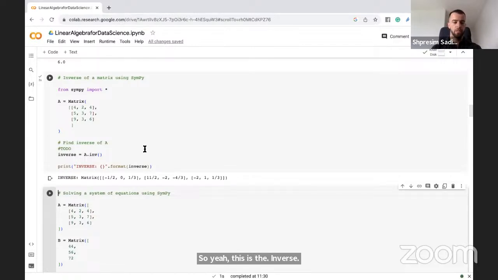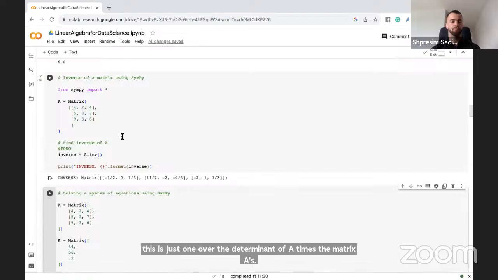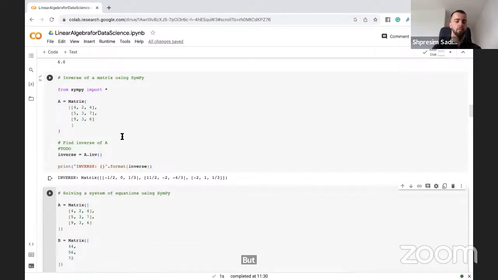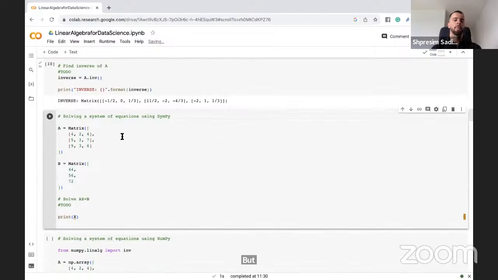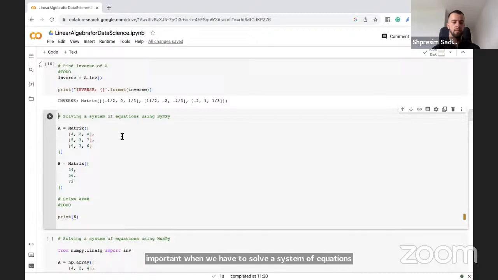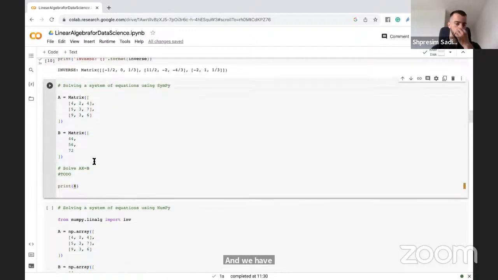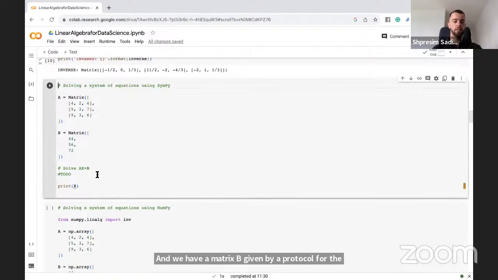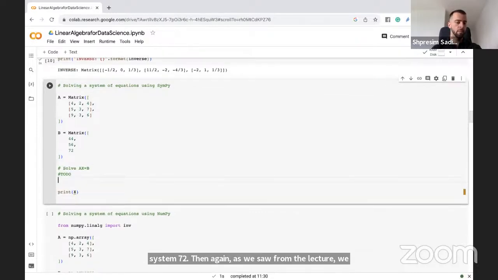Actually, by definition, this is just 1 over the determinant of A times the adjugate of A, but the SciPy package does this automatically for us. And as I said, the definition of inverse is very important when we have to solve a system of equations. And we can very easily do this using, again, SciPy. So if we have this matrix 4, 2, 4, 5, 3, 7, 9, 3, 6 again, and we have a matrix B given by 44, 56, and 72, then again, as we saw from the lecture, we want to solve this system of linear equations AX equal to B.